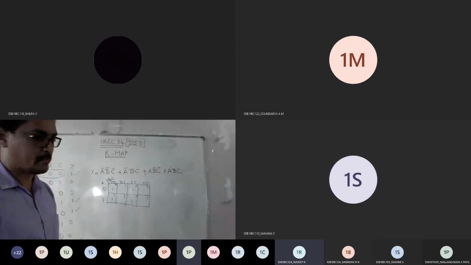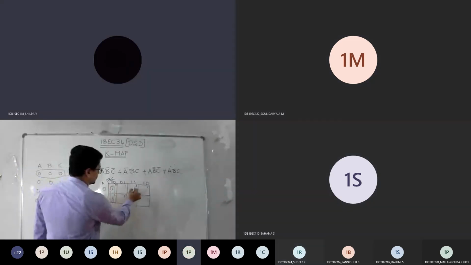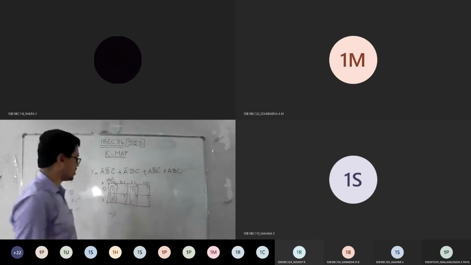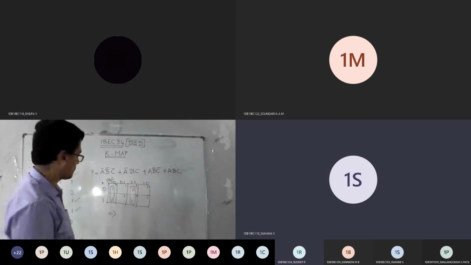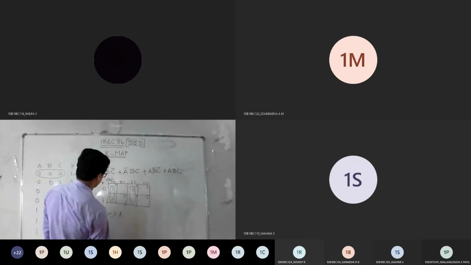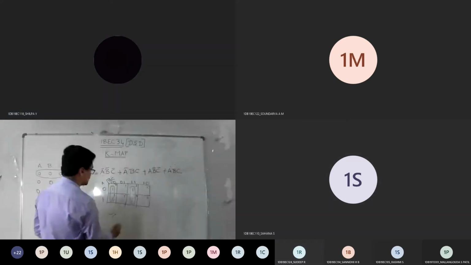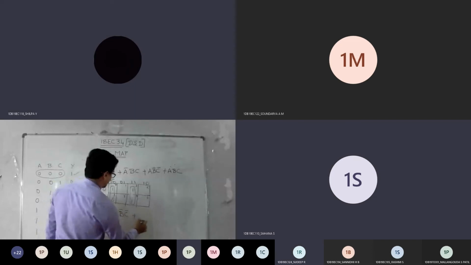Pairing. How many pairs do we have? Grouping here, 2 pairs. Correct? So from these two pairs, can you tell me the equation now? B bar C bar plus BC, because A we got eliminated. So the equation is B bar C bar plus BC.